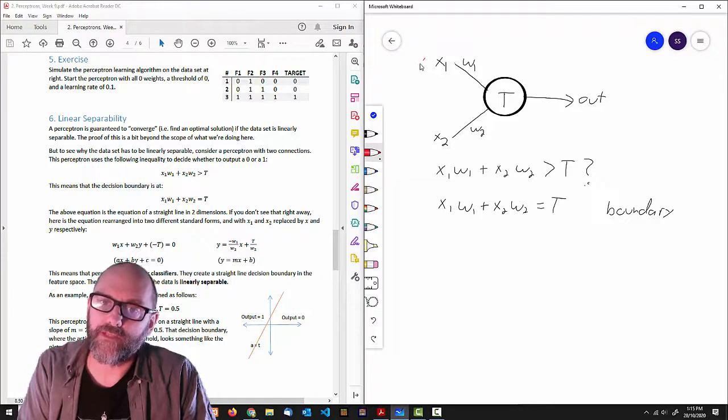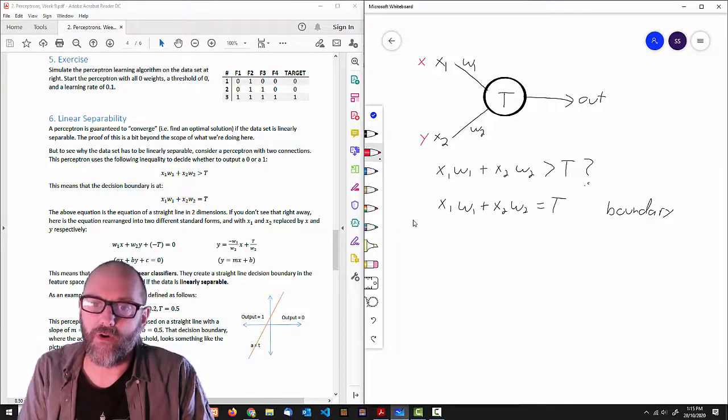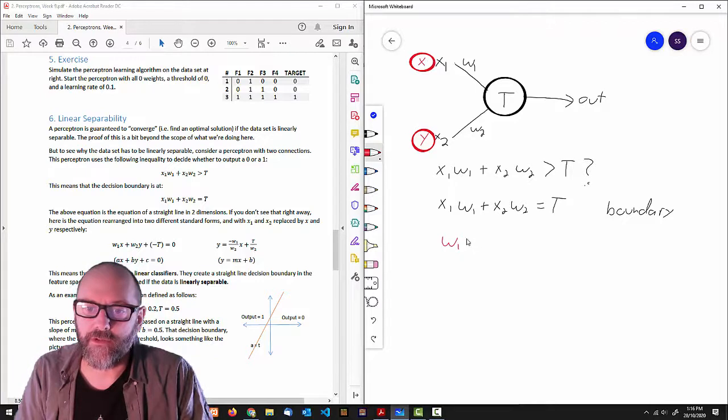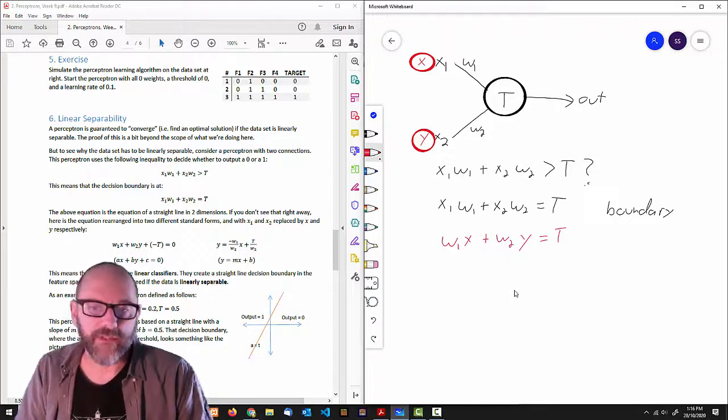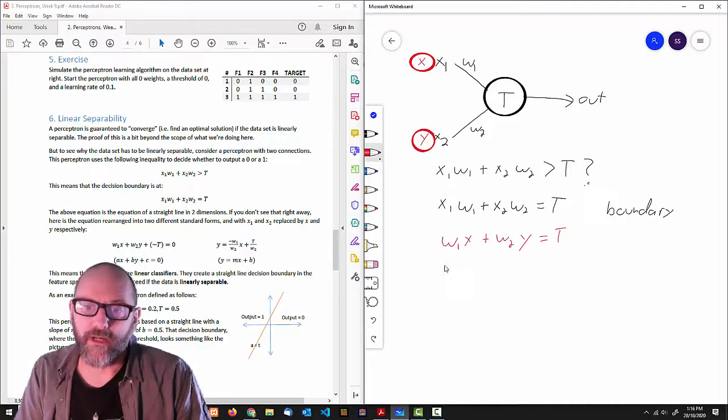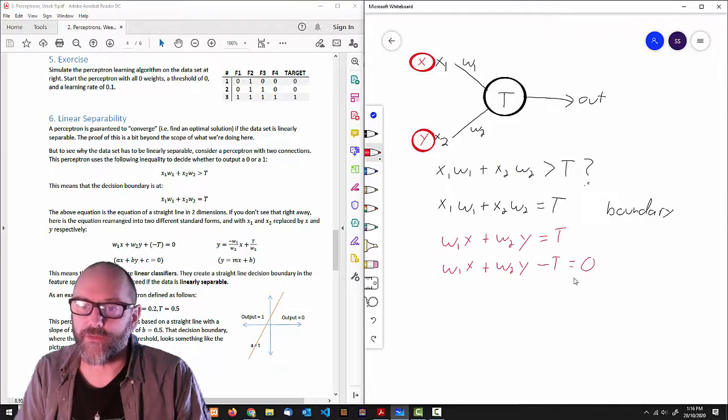So if we just replace for a second x1 and x2 with x and y, just to make it maybe a little bit easier to see, that gets us w1 times x plus w2 times y equals the threshold, or some threshold t. And if you don't see right away that that's the equation of a straight line, well, you can rearrange it into whatever form you're used to. There's the ax plus by plus c form, so that would be w1x plus w2y minus t. We're going to subtract the threshold from both sides to get us that form. Or you can solve it for y.